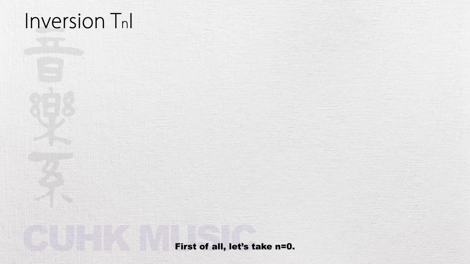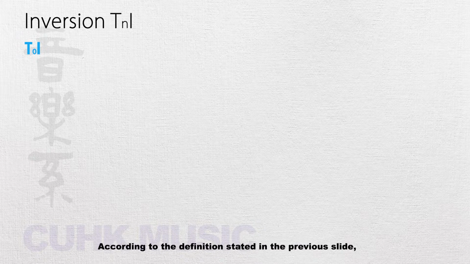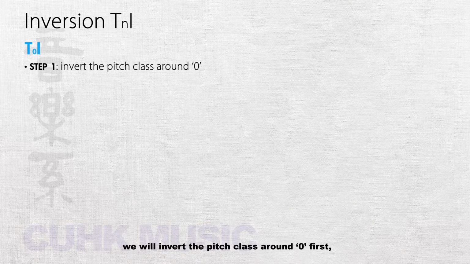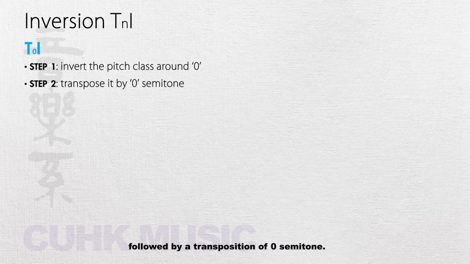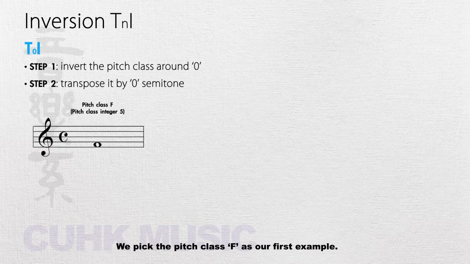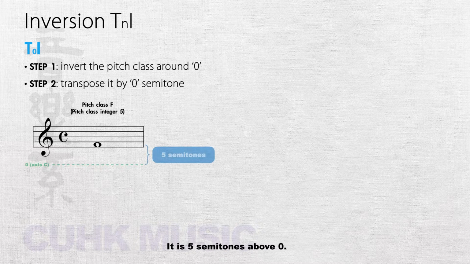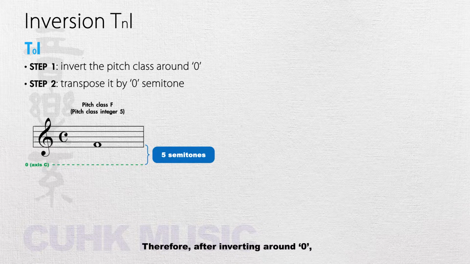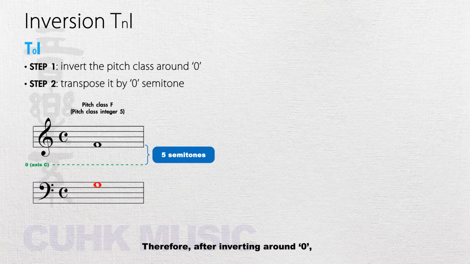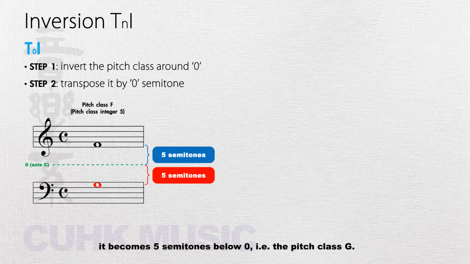First of all, let's take n equals 0. The inversion is expressed as T0I. According to the definition stated in the previous slide, we will invert the pitch class around 0 first, followed by a transposition of 0 semitone. We pick the pitch class F as our first example. It is 5 semitones above 0. Therefore, after inverting around 0, it becomes 5 semitones below 0, in other words, the pitch class G.